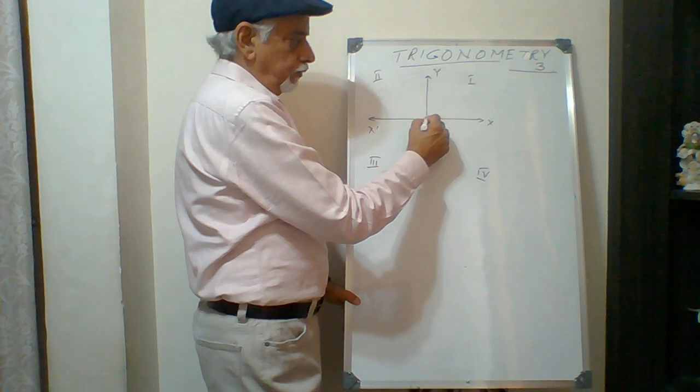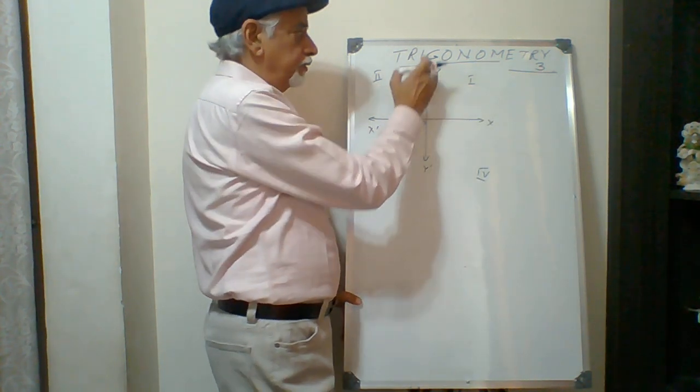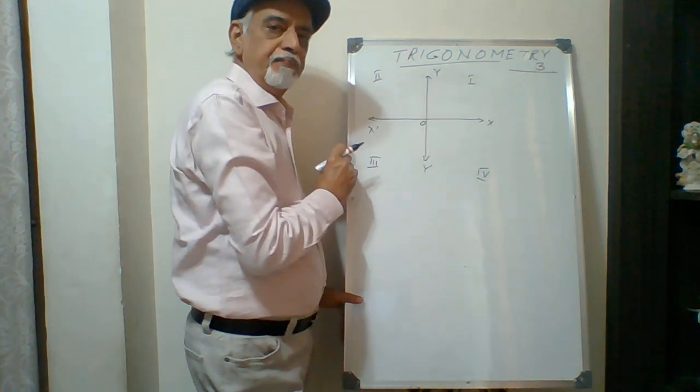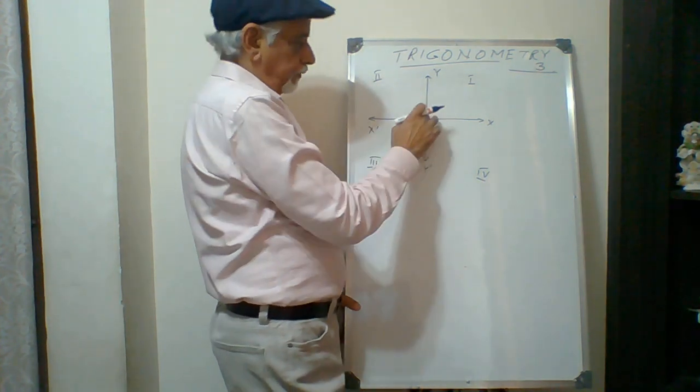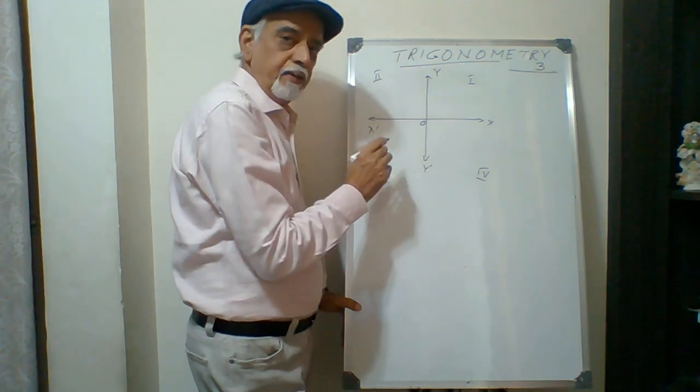Here, from origin onto the right side is all positive. Origin onto the top along the y-axis is positive. Similarly, origin to the left is negative and origin to the down is negative in the y direction. This is the graphical convention.